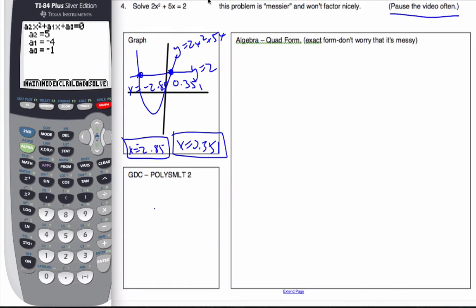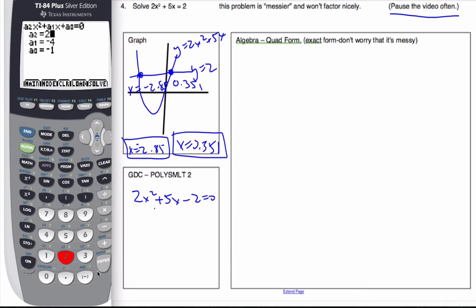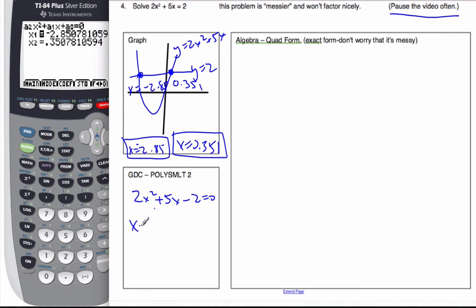Now, I got to be careful. In order to use polysimultaneous, I have to make one side equal to 0. So it's 2x squared plus 5x minus 2 is 0. And so the a value, a2 is 2, positive 5, and a negative 2. Hit the solve button, and again, look how our answer is the same as it was before. And I'm going to write it to three significant figures, not three decimal places, three significant figures.